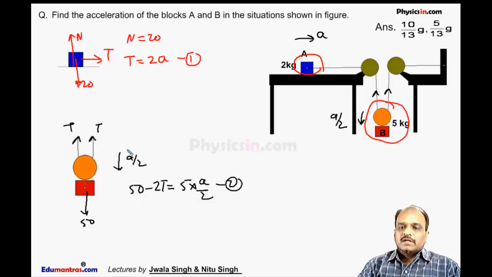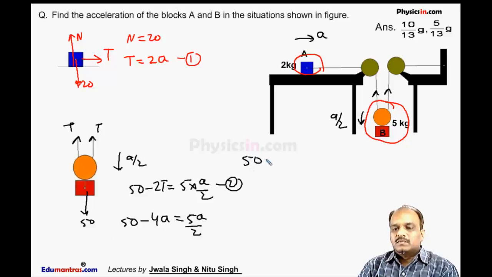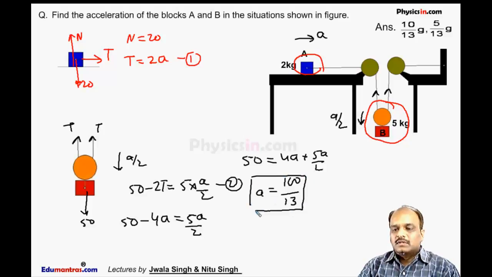Now from the first and second equation I can say T is equal to 2a. So we get 50 minus 4a is equal to 5a by 2. So from here I can write 50 is equal to 4a plus 5a by 2, or a is equal to 50 into 2, that is 100, divided by 8 plus 5, that is 13. So a is 100 by 13 meter per second square.